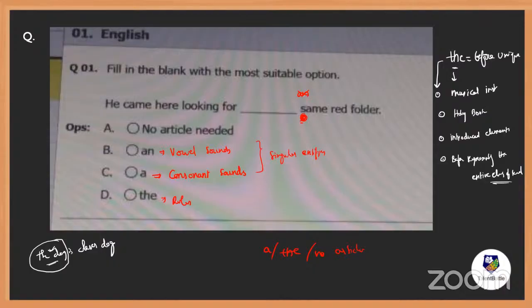That is very good, actually. Now, not C, dear. I'll tell you why. Look here. He came here looking for, he's searching for something. For what is he searching? For the same red folder. So it's very specific to something, na?